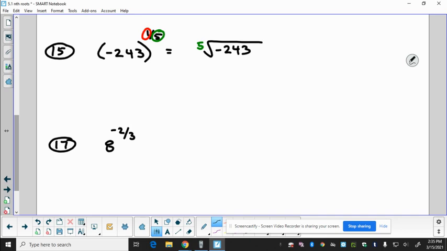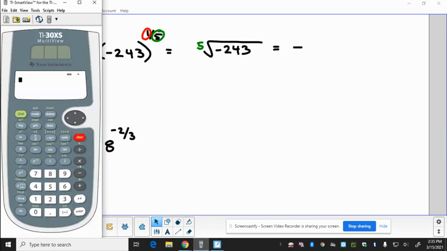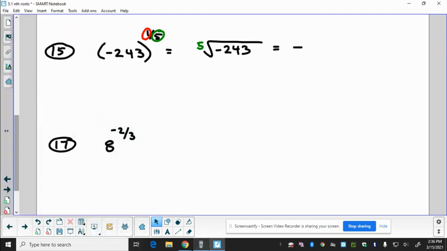Now, this answer will be negative, because if you think about this, if you multiply a negative by itself 5 times, you get a negative. So let's do 5th root of negative 243. Negative 3. Negative 3 times itself 5 times gives you that.